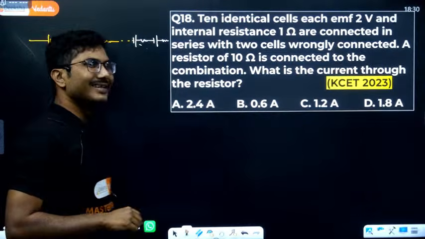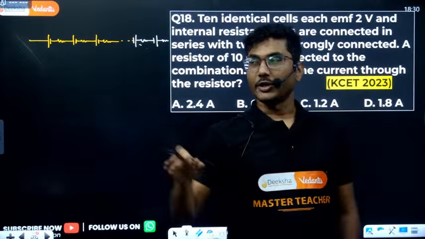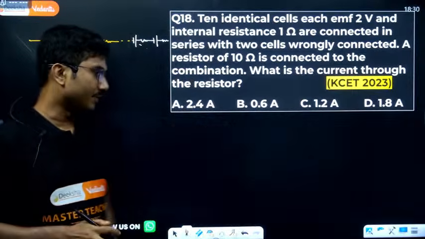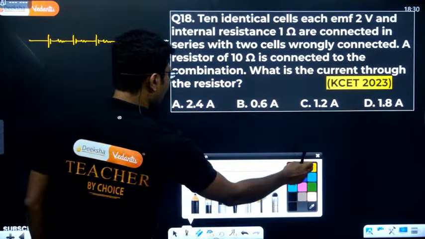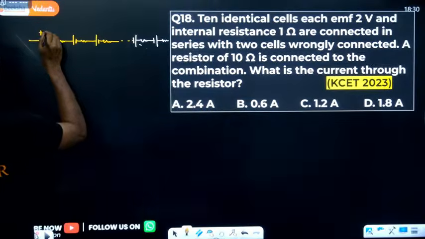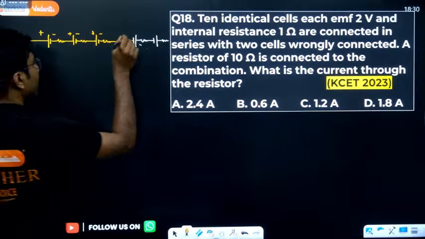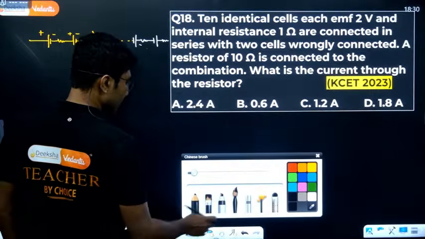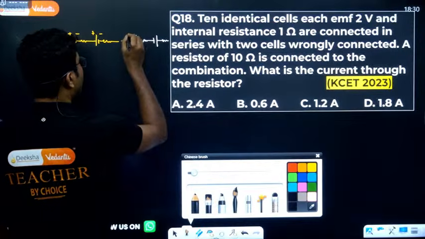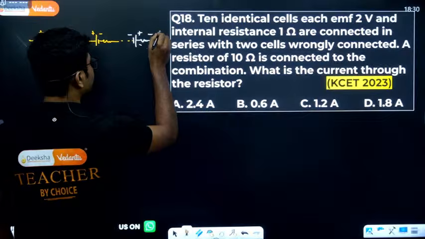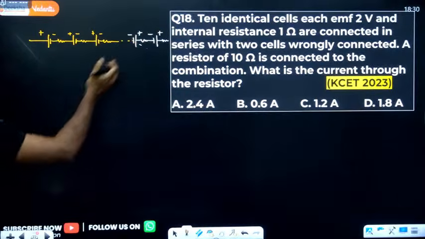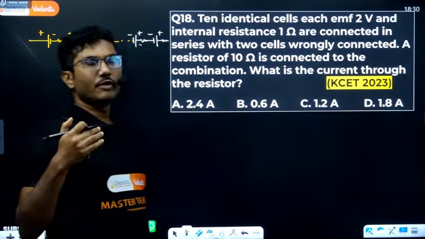Okay, they are connected in reverse. So if the order is positive, negative, positive, negative, positive, negative, then the reversed cells will be negative, positive, negative, positive. So the order of the cells is different. That is the meaning of wrongly connected.